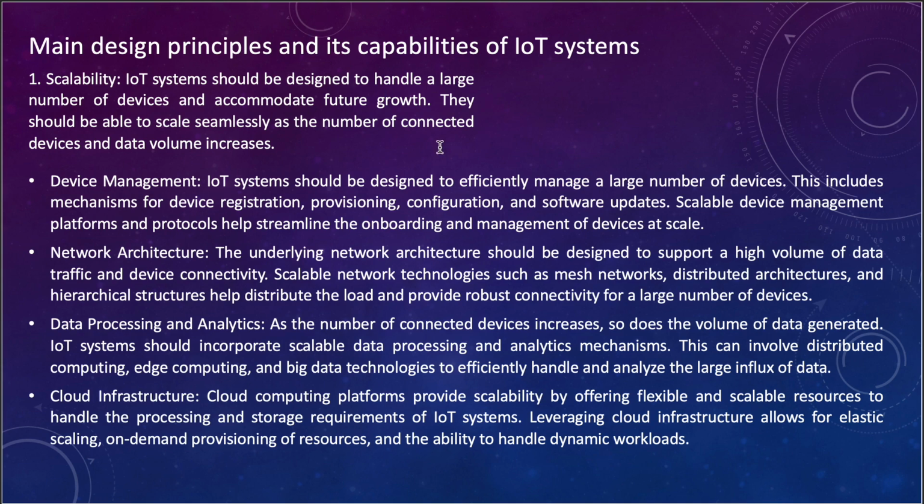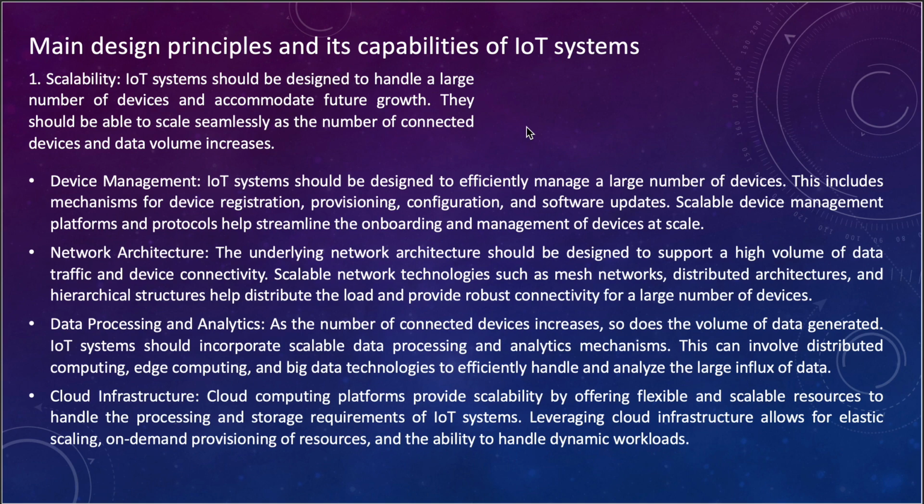When we talk about design principles and capabilities, those 4 layers should have these topics. So first one is scalability. IoT systems should be designed to handle large number of devices and accommodate future growth. They should be able to scale seamlessly as the number of connected devices and data volume increases.